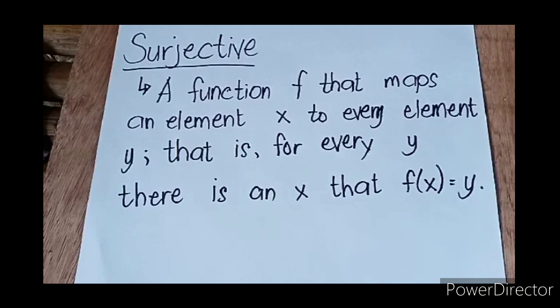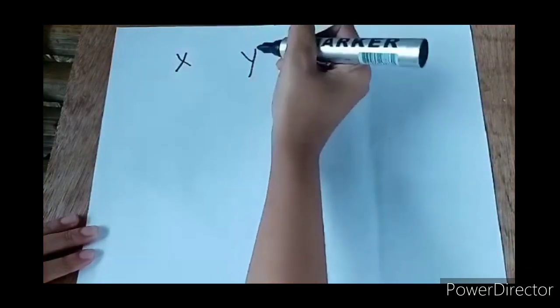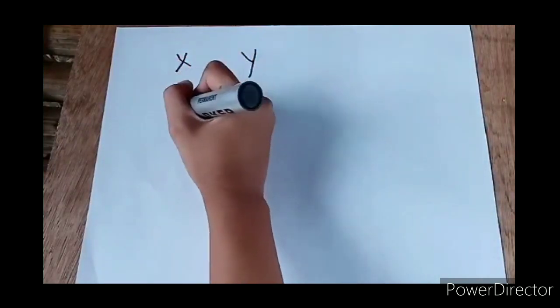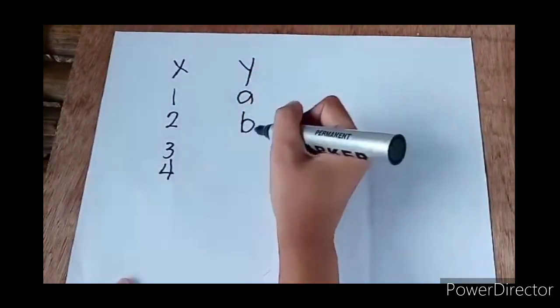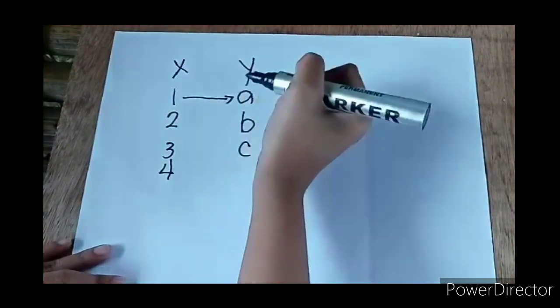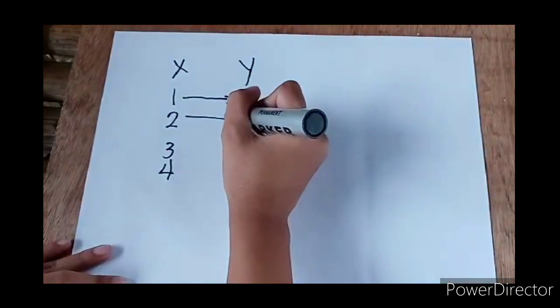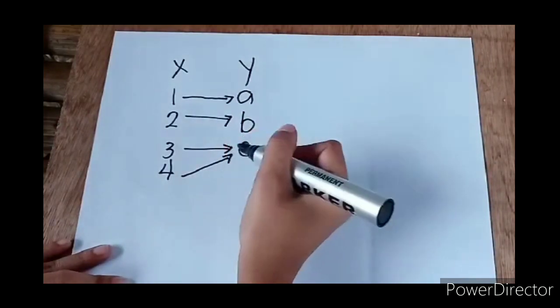Surjective function, a function f that maps an element x to every element y. That is, for every y, there is an x such that f of x is equal to y. For example, we have set X and set Y, and it consists of 1, 2, 3, and 4. Then A, B, C. 1 is to A, 2 is to B, and 3 is to C, and also 4 is to C again.